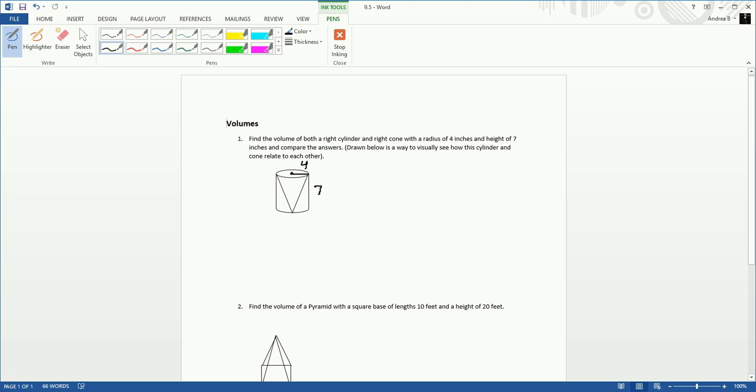So here for the cylinder part, I'll abbreviate cylinder as CYL, the volume is equal to pi times our radius squared, which is the 4. That part there is the same as the area of a circle, pi r squared. And then you also have to multiply it times the height, which is the extra part for the cylinder. So the area of a circle, pi r squared, times the height.